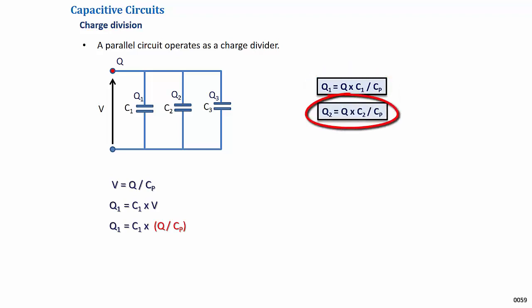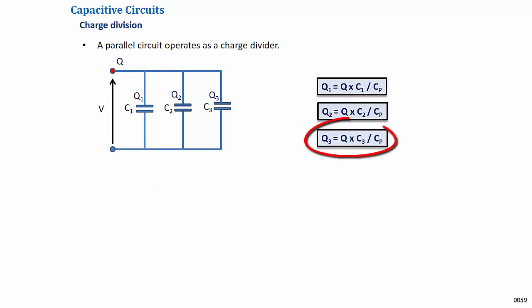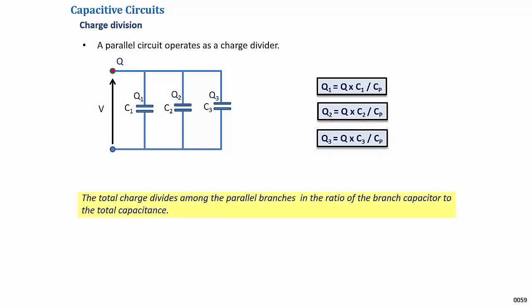Similarly, Q2 equals Q times C2 divided by Cp, and Q3 equals Q times C3 divided by Cp. The highlighted boxes show the total charge divides among the parallel branches in the ratio of the branch capacitor to the total capacitance.